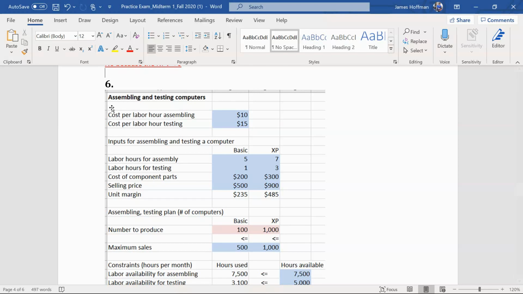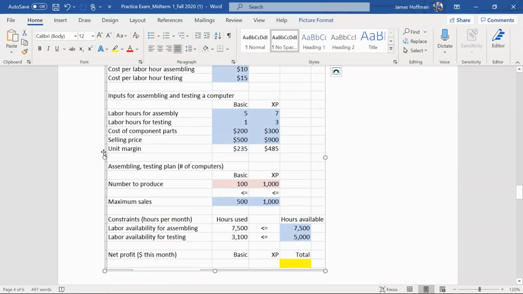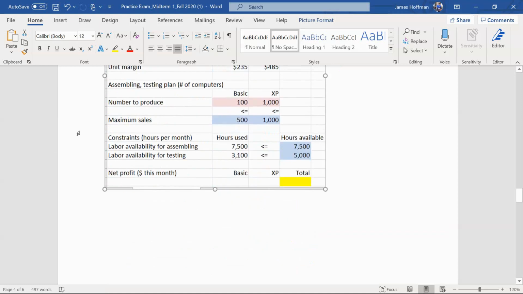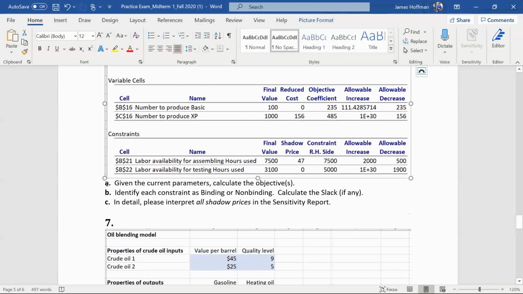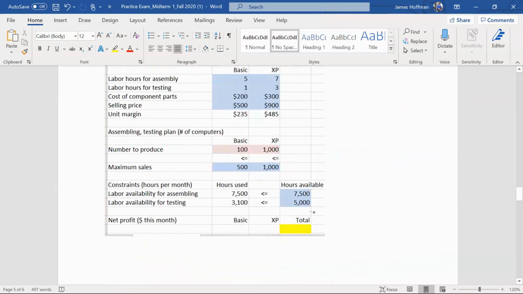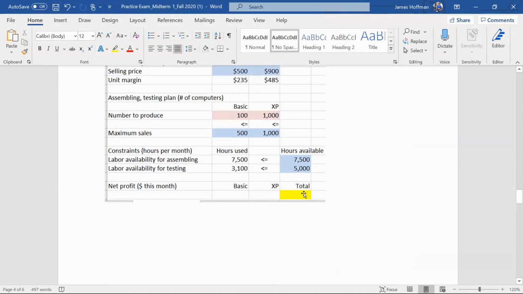So, number 6 is on the basic and XP example. You got this with some missing values, and you got the sensitivity report, which you're going to use to interpret the shadow prices. Let's answer the questions associated with these pictures. Okay, part A. Given the current parameters, let's calculate the objective. The objective in this problem is total net profit, right?